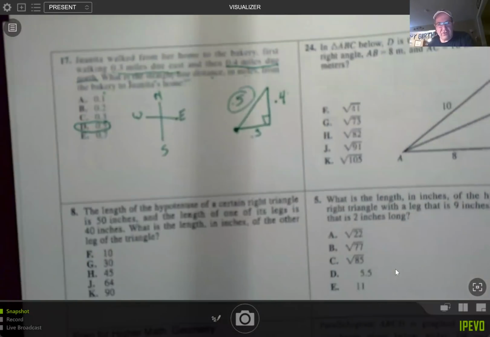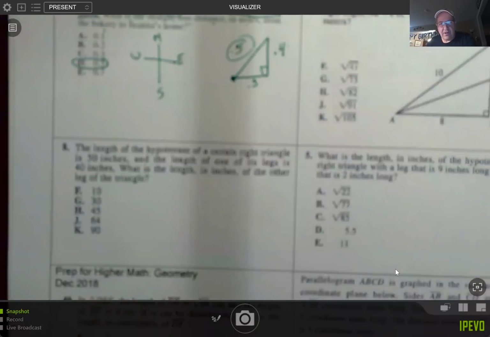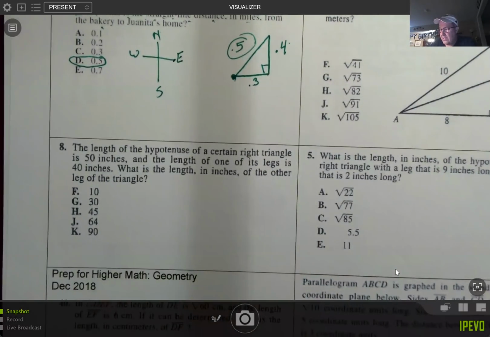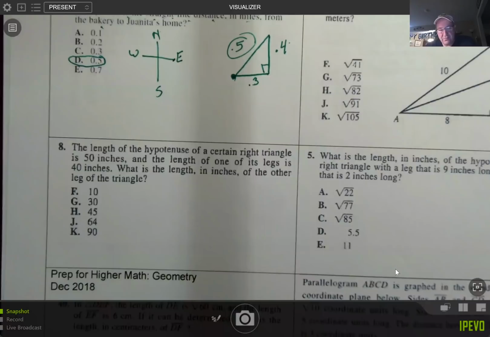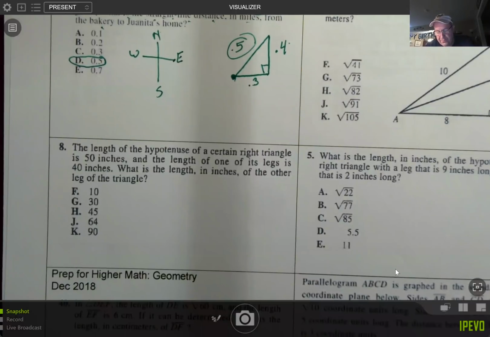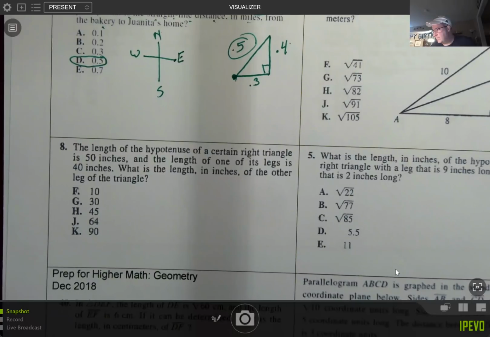Okay. I want you all to do number 8 here. You're going to have 30 seconds, and please, please, please draw the picture. Okay, 15 seconds left.